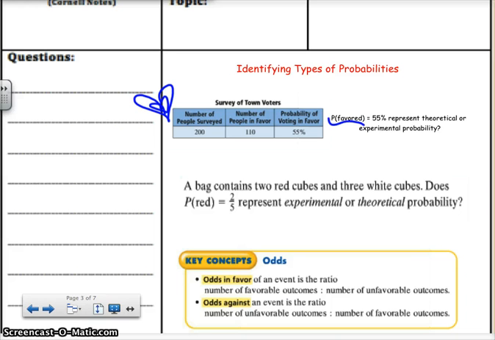Is that experimental or is it theoretical? Experimental, yeah. It's experimental because somebody was surveyed. You're experimenting. You're asking people. You're not making guesses. Okay?